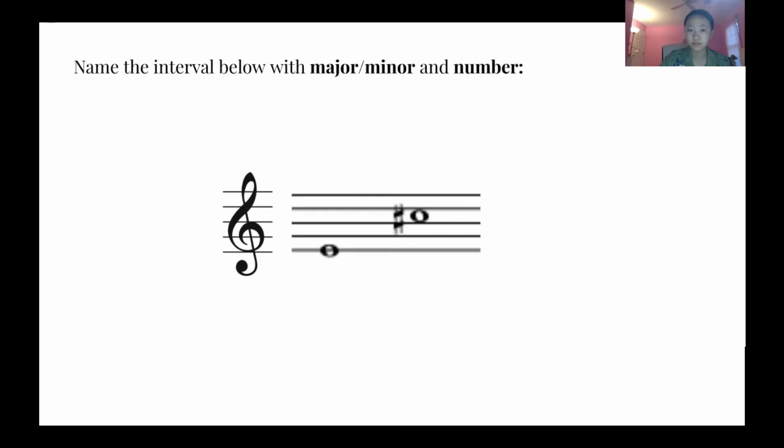A minor 6. Okay, you got the number correct, but think about the key of E major. Does it have a C in it? Oh yeah. A major 6. Very good. And then you would write that as capital M and then 6. Yeah, this time C sharp is in the key of E major.